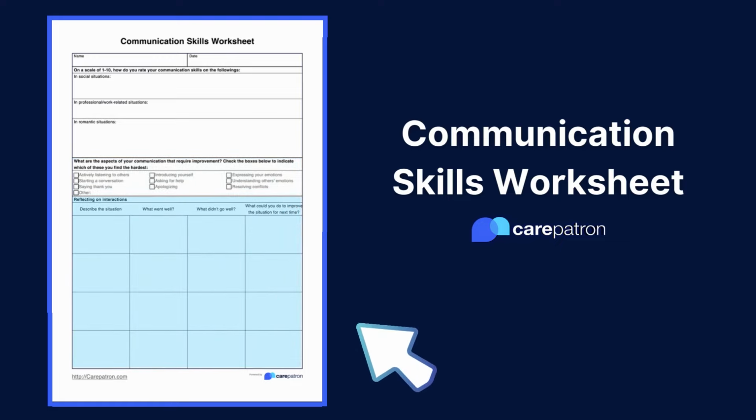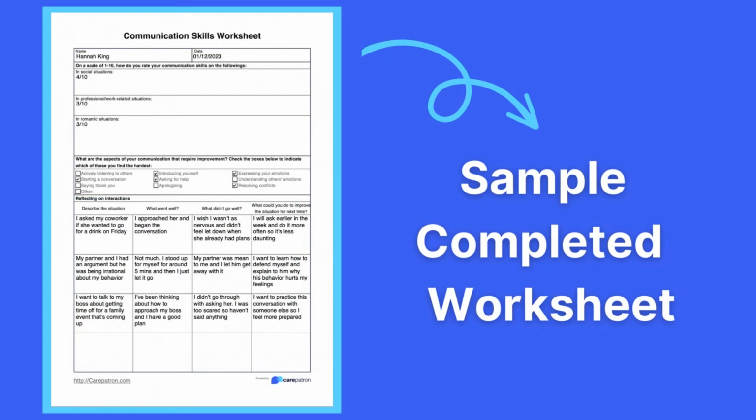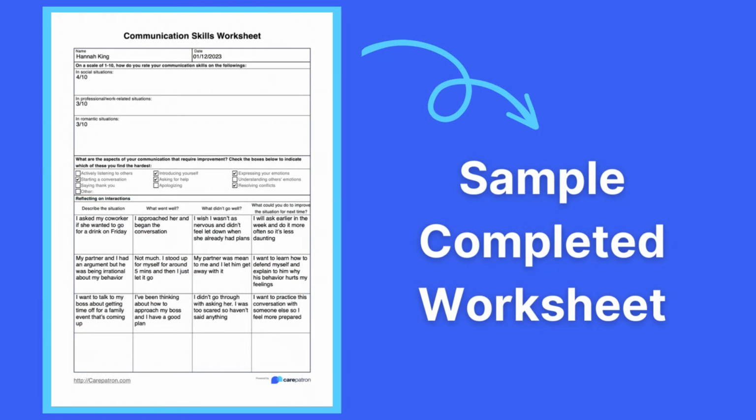And then finally, the bottom of the worksheet is separated into a table. It's about reflecting on the interactions, asking clients to describe a situation, think about what went well, what didn't go well, and then write down ways that they could improve the situation for next time. To help give you a better understanding of how this worksheet will function, we've included a sample completed template.